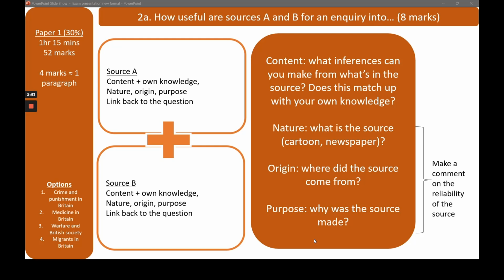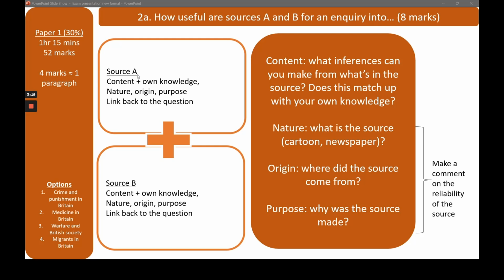The second question is a bit more complicated. Sources are involved. So the question will always say, how useful are sources A and B for an inquiry into? And then it will give you something always named from the specification. So for this question, even though source A and source B contrast each other, there's no reason to compare and contrast each other. Almost treat it like 2 separate questions, one for source A and one for source B.